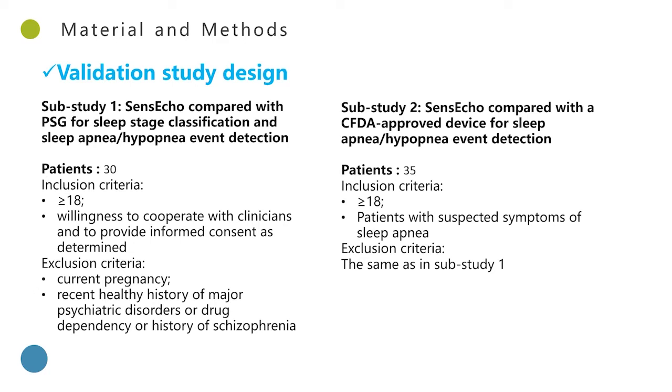Among various sleep disorder symptoms, we focused on apnea or hypopnea, which were the two most common ones. A cutoff AHI equal to 5 events per hour was used as a threshold in clinical practice for determining whether a subject had sleep apnea or hypopnea or not. A total of 35 patients who met the criteria of our hospital's respiratory department were enrolled in this study. The AHI values of SensEcho and PSG were compared to validate SensEcho's sleep apnea or hypopnea event detection performance.